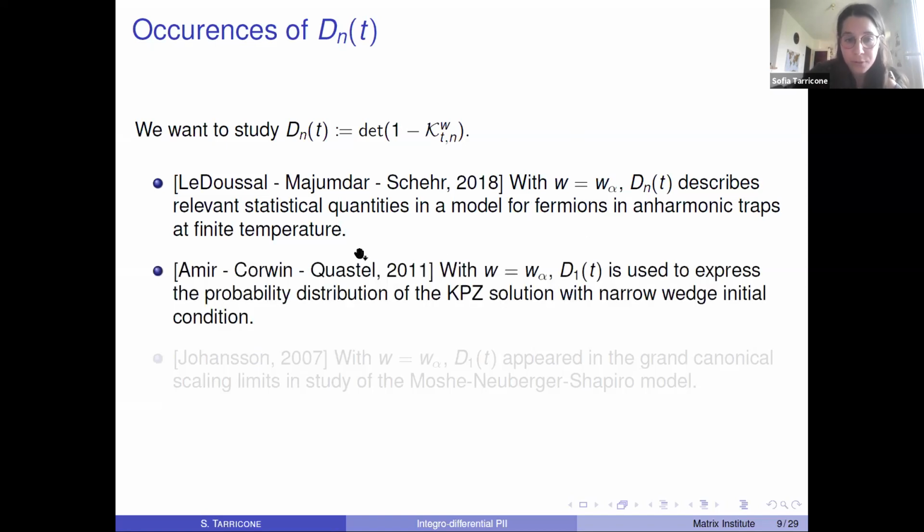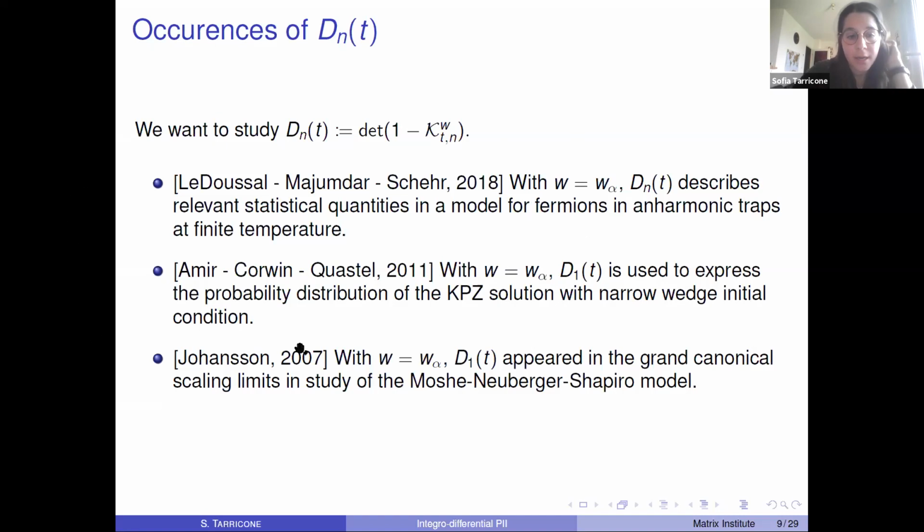So we have also this paper of Amir, Corwin and Quastel, where for n equal 1, so just n equal 1, the Fredholm determinant was used to express the probability distribution of the KPZ solution with narrow wedge initial condition. And prior to that, they appeared always just for n equal 1 in this paper of Johansson in the grand canonical scaling limit of the Moshe-Bergschneider model. And there are many other occurrences of that Fredholm determinant. So these were, of course, our main motivation.